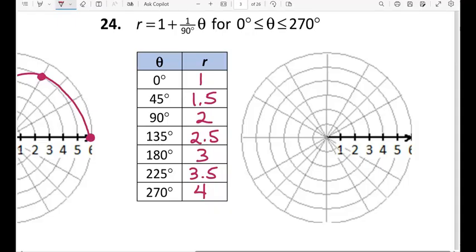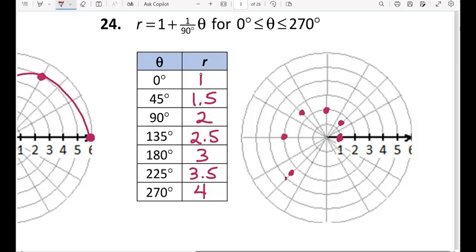And now we can graph those points. At 0 degrees, the radius is 1. At 45, it's 1.5. At 90, the radius was 2. And at 135, the radius is 2.5. At 180, the radius is 3. At 225, the radius is 3.5.